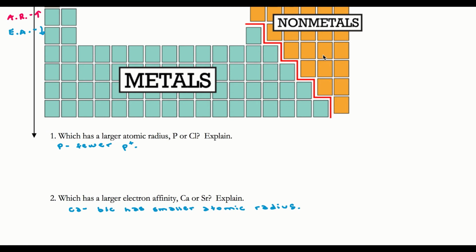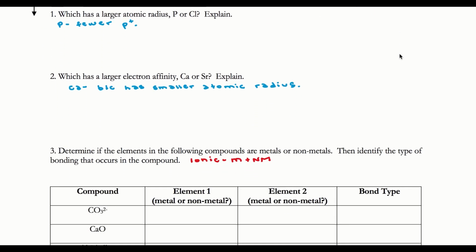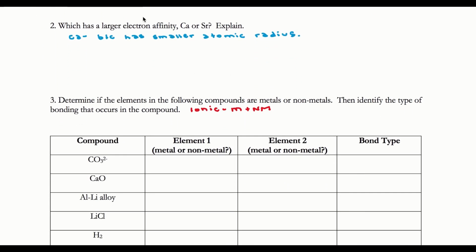So what's going to happen in an ionic bond is the metal, because it doesn't have a strong attraction for its electrons, is going to give the electron to the nonmetal, creating a positively charged metal because it's giving up electrons, and a negatively charged nonmetal because it's accepting electrons. That attraction between a positive and a negative charge, that is an ionic bond. So that's why you have ionic bonds being between metals and nonmetals.